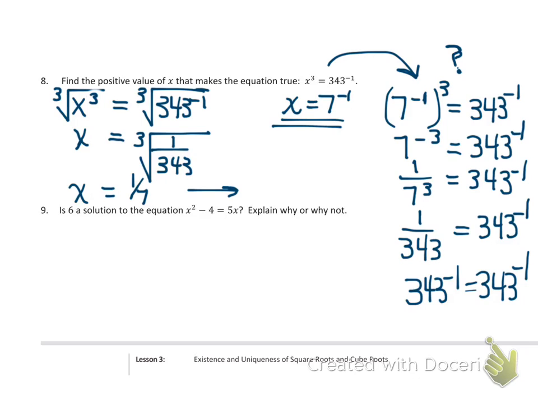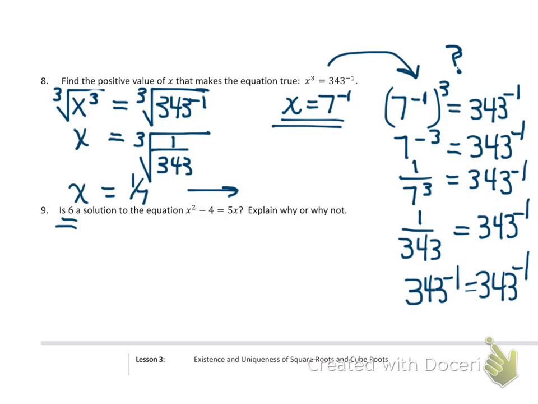All right, last but not least, number 9. In this one, we're not asked to solve this equation because you don't actually have all the tools to solve an equation like this, but you're asked, is 6 a solution to the equation x squared minus 4 equals 5x? Explain why or why not.